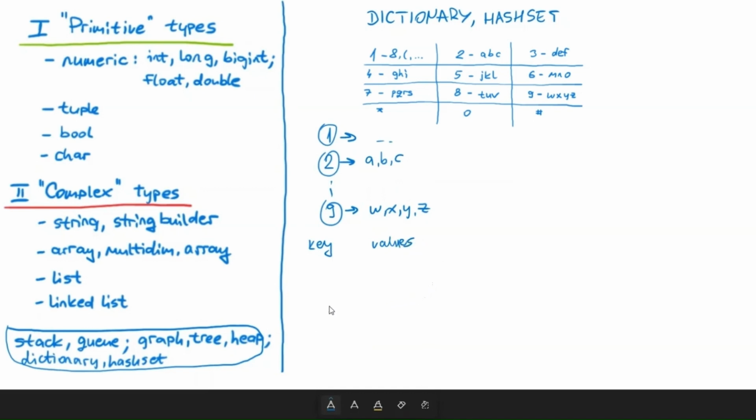Note that a key doesn't have to be only a number. It can be a char, string, tuple, list, and so on. The only constraint for a key is that it has to be unique. Values can also be of different types, but values can contain duplicates.